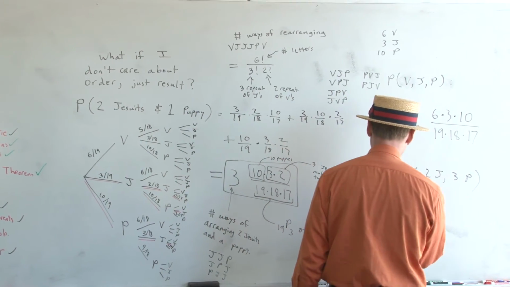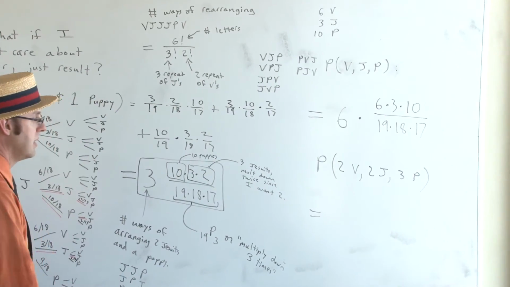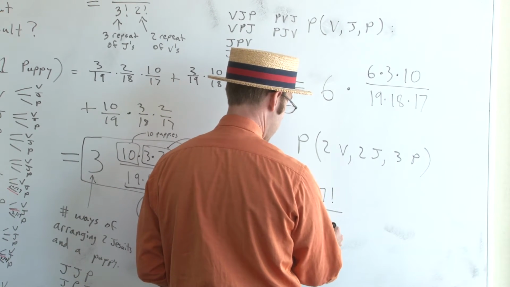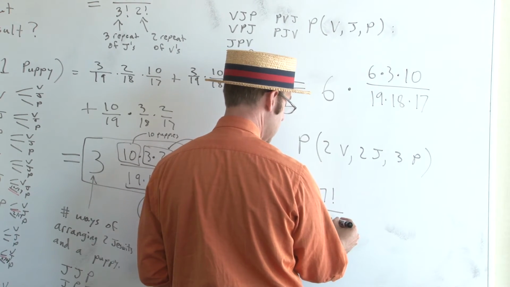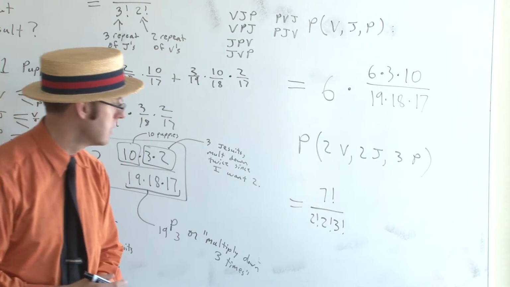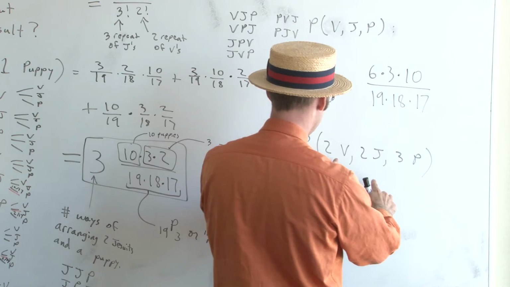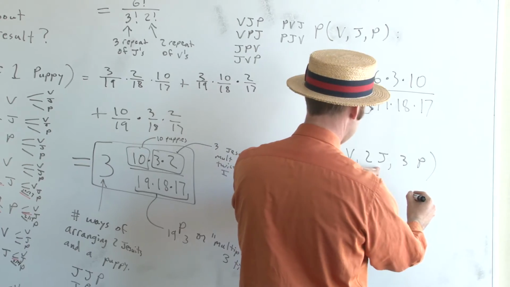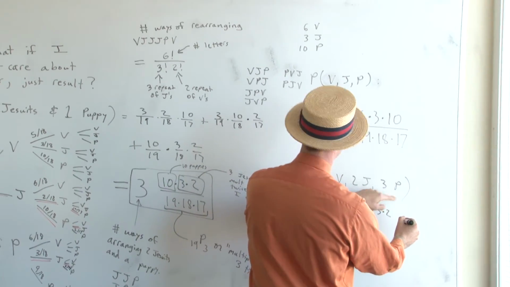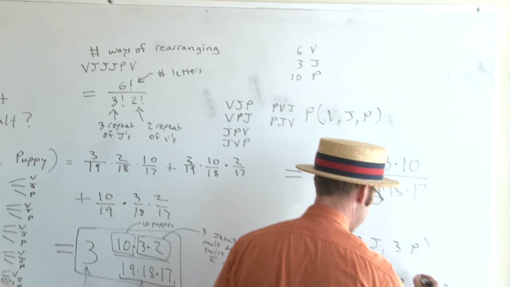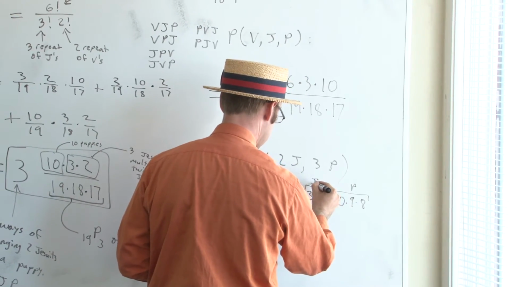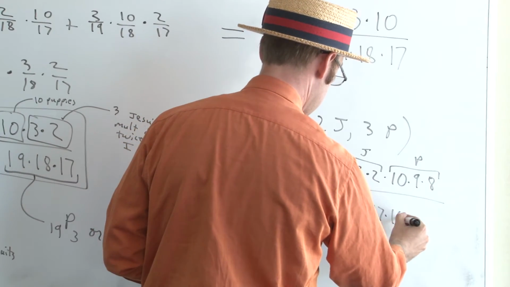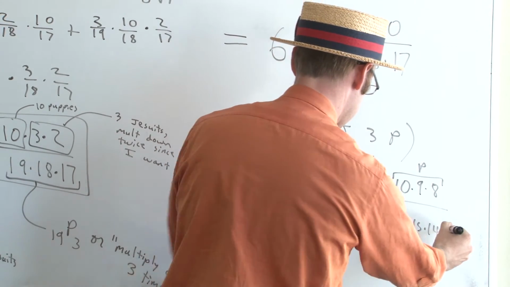But let's do it, because we're awesome, we can deal with this. So this is 7 letters. I've got 2 repeated V's, 2 repeated J's, 3 repeated P's. And then my vamps start at 6 and go down. I want 2 of them. My Jesuits start at 3 and go down. And I want 3 puppies. So 10 times 9 times 8. These are my puppies. These are my Jesuits. These are my vamps. And I've got 19, and I want to count down till I get 7 of them.